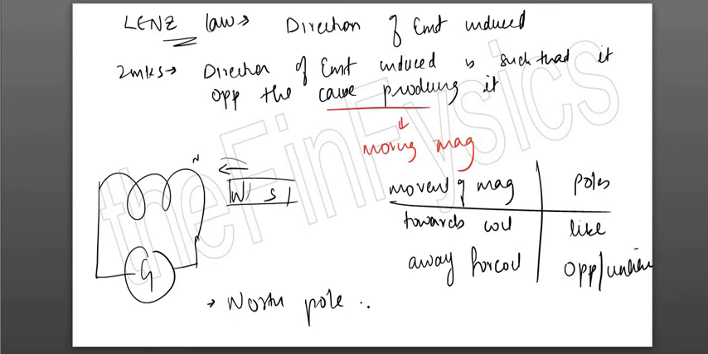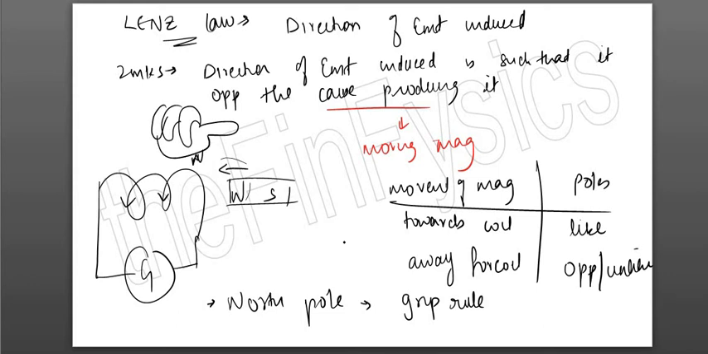Okay, after you have determined the north pole, you will use your right hand grip rule again. Okay, first align your thumb. Suppose my north pole is formed here. Okay, then my thumb should point in this direction. And then you will see that the fingers curl in the downward direction. Okay, so the direction of current in the coil is downwards. Okay, this is for another mark or sometimes a couple of marks. So this is what Lenz uncle said.